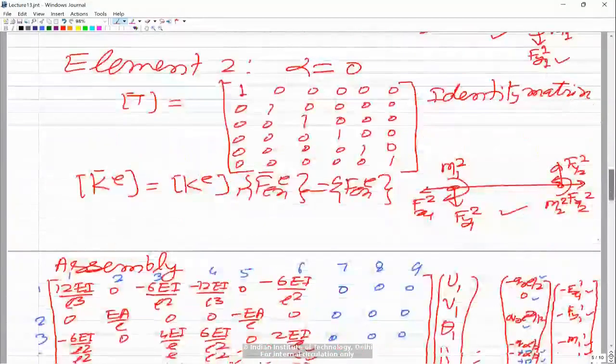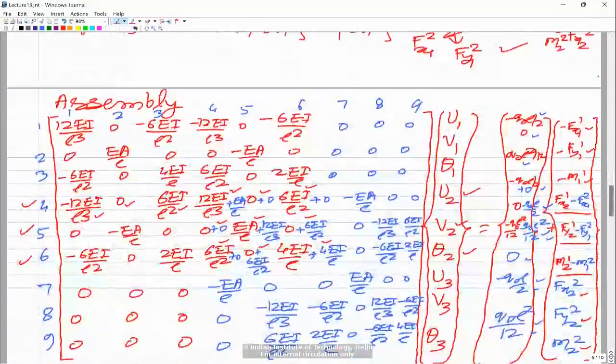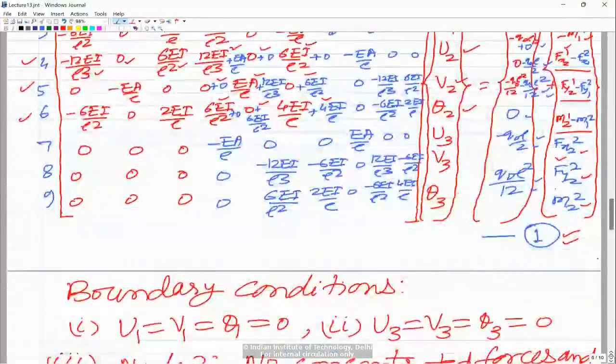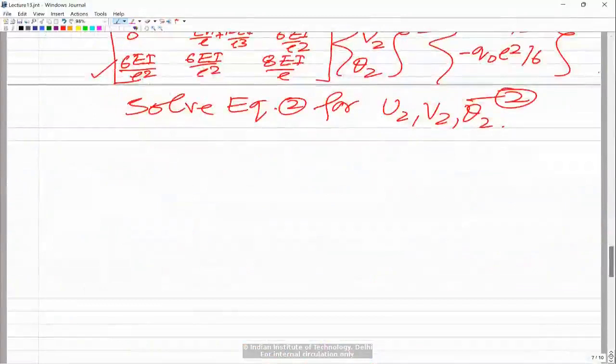So now you can solve the first equation for fx1, because now all the displacements are known. Only unknown in the first equation would be fx1, and similarly from the second equation you can find fy1, from the third equation m11, then the seventh equation you can solve for fx2, the eighth equation for fy2, and the ninth equation for m22. So that is how you will use these equations.